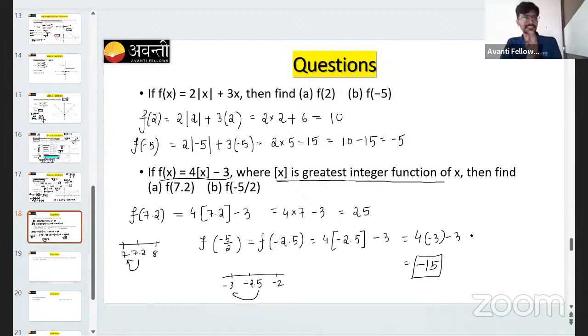This is a basic, just like a warm-up question we can say, so that we just brief how to use the functions and their definition. I hope it is clear, right?